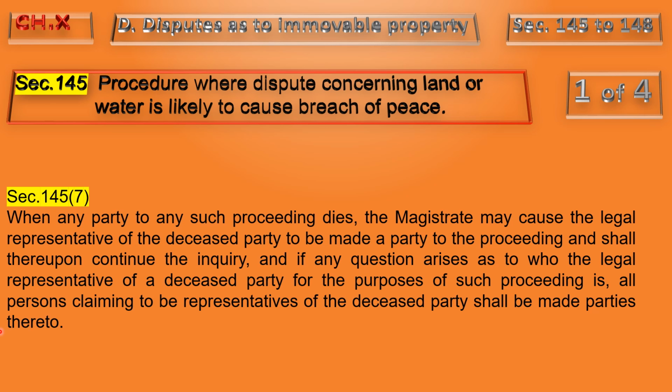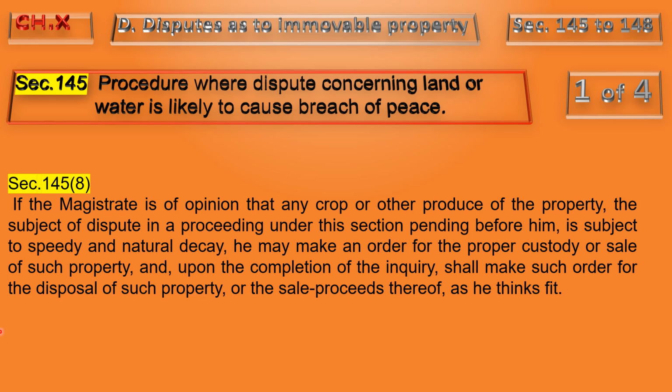Next, subsection 8 of section 145. It says if the magistrate is of opinion that any crop or other produce of the property, the subject of dispute in a proceeding under this section pending before him, is subject to speedy and natural decay, he may make an order for the proper custody or sale of such property, and upon the completion of the inquiry shall make such order for the disposal of such property or the sale proceeds thereof as he thinks fit. I hope everybody understood it.